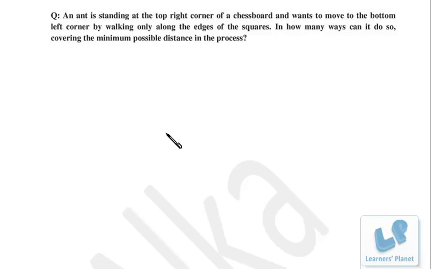Now see this similar problem. An ant is standing at the top right corner of a chessboard and wants to move to the bottom left corner by walking only along the edges of the square. In how many ways can it do so, covering the minimum possible distance?